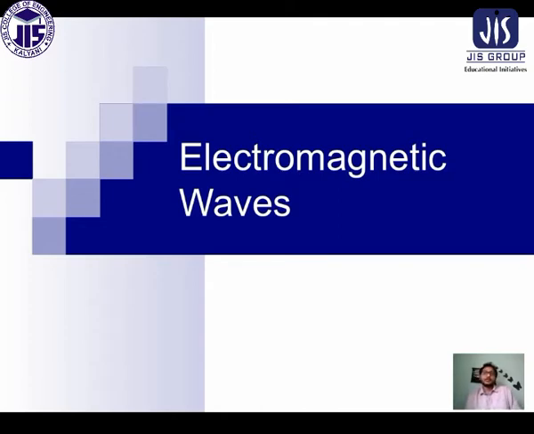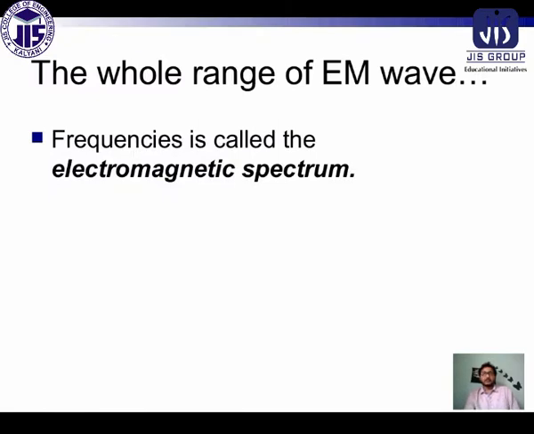Today we will discuss electromagnetic waves. In the last class we saw the basics of electromagnetic waves and how they propagate. Today we will see the different electromagnetic waves based on their wavelength and their frequencies. The whole range of electromagnetic wave frequencies is called the electromagnetic spectrum.